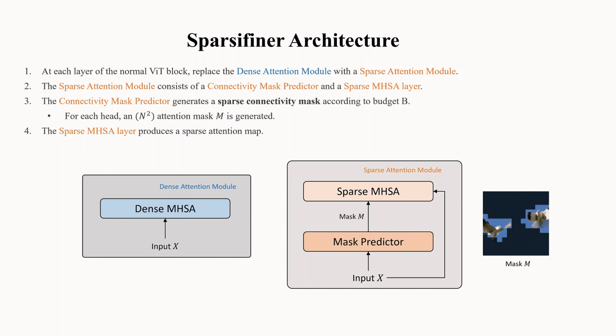Sparsifiner consists of a normal vision transformer as a backbone with a sparse attention module at each layer. At each layer of the vision transformer, Sparsifiner replaces the dense attention module with a sparse attention module. Input tokens will feed into a connectivity mask predictor. For each query token and each attention head, the mask predictor will estimate the connectivity score between tokens and produce a sparse attention mask, indicating corresponding attention connectivity. Then a sparse multi-head self-attention and a sparse attention value product are computed based on the mask.